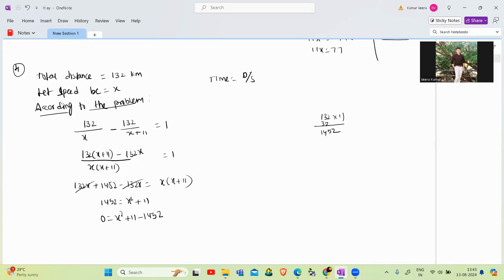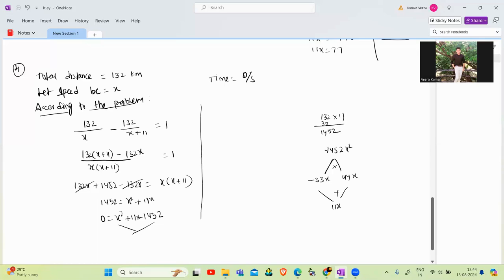Now you can simplify this equation. You know the factorization method and the normal method. I go with the factorization method. So 1452, if you multiply, you get this equation, that is x square. I can take 33 and 44, and when you add, you must get 11x. Since it has the positive, you have to put the negative here, because plus into minus is minus. Now you can go with this.